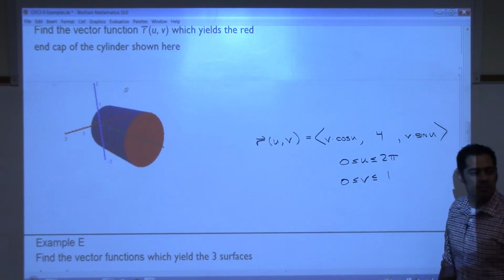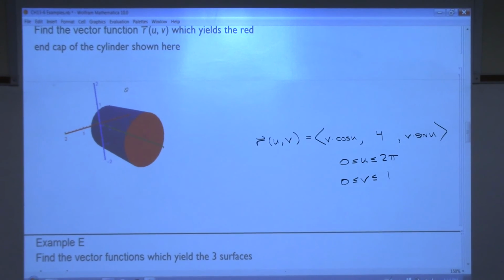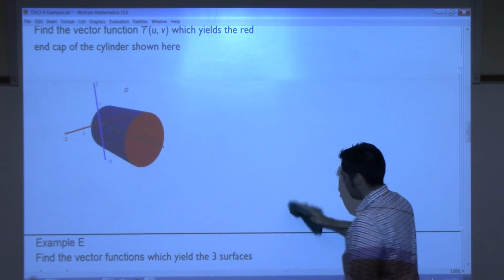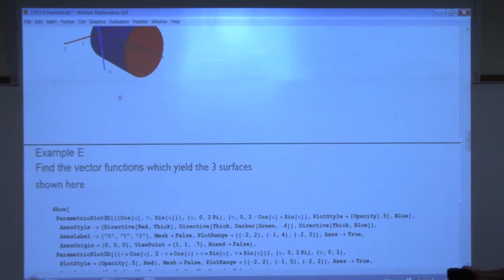Any questions? Sure? Everyone understand the fundamental difference between those two problems? All right. Let's look at the next one.